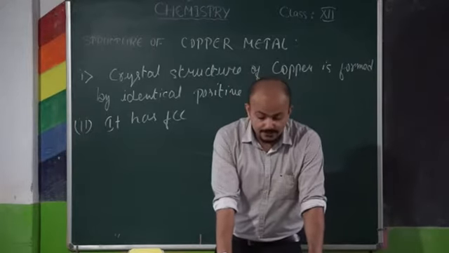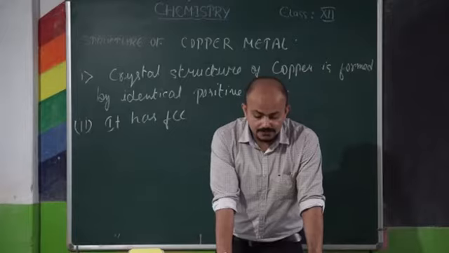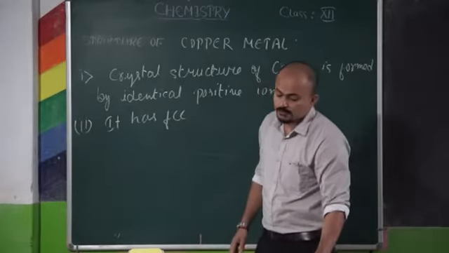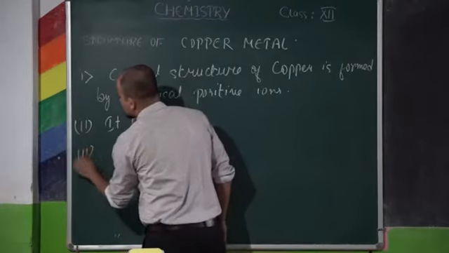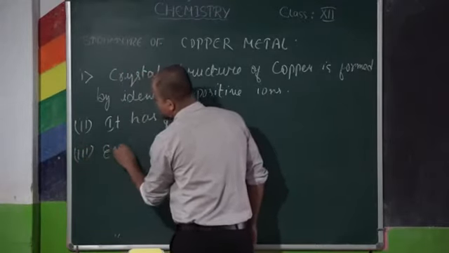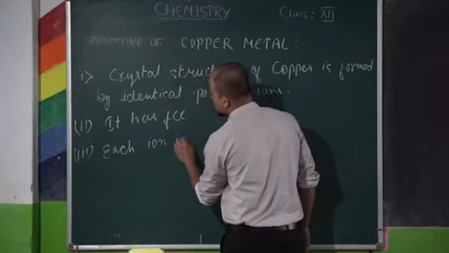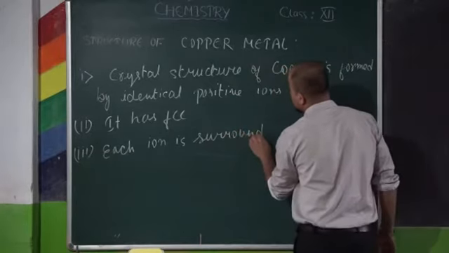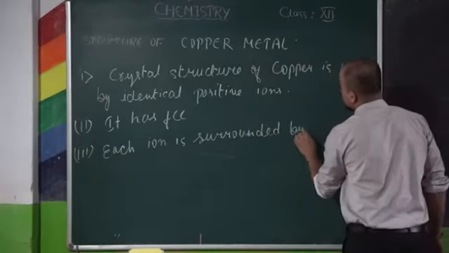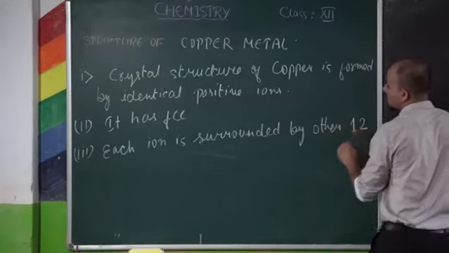The number 4 point that you have is very important. Each metal ion is surrounded by 12 other identical ions. So the next point is, each ion is surrounded by other 12 ions.